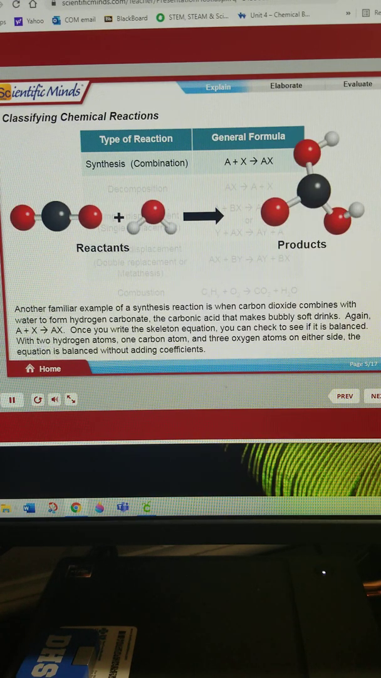Another familiar example of a synthesis reaction is when carbon dioxide combines with water to form hydrogen carbonate, the carbonic acid that makes bubbly soft drinks. Again, A plus X yields AX. Once you write the skeleton equation, you can check to see if it is balanced. With 2 hydrogen atoms, 1 carbon atom, and 3 oxygen atoms on either side, the equation is balanced without adding coefficients.